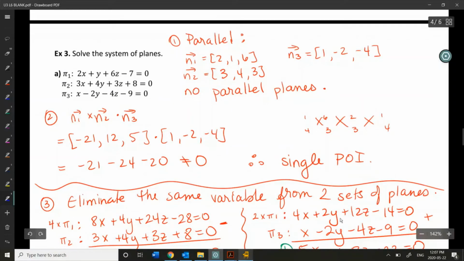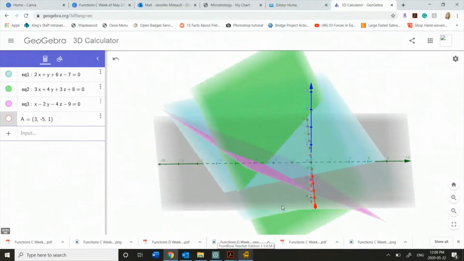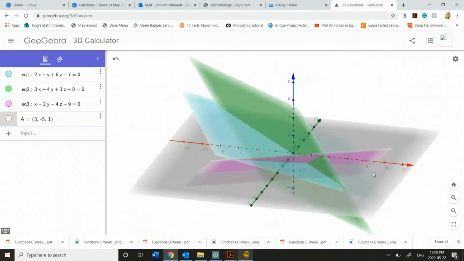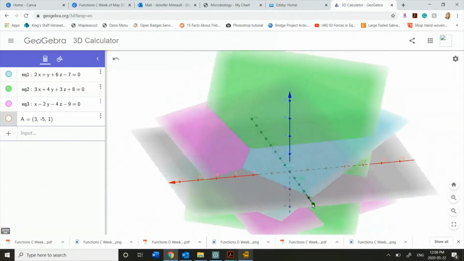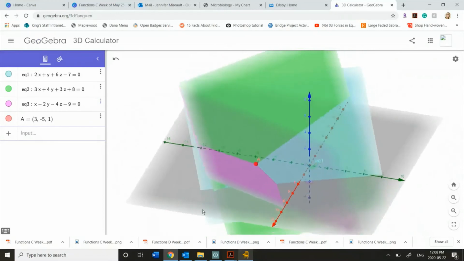If we take a look over at Geogebra here, here's our set of 3 planes. That was actually a pretty good view that we had there. You can see a nice little point of intersection of all 3 planes right there. I'll show you that point, and you can see that's where all of our planes are crossing.